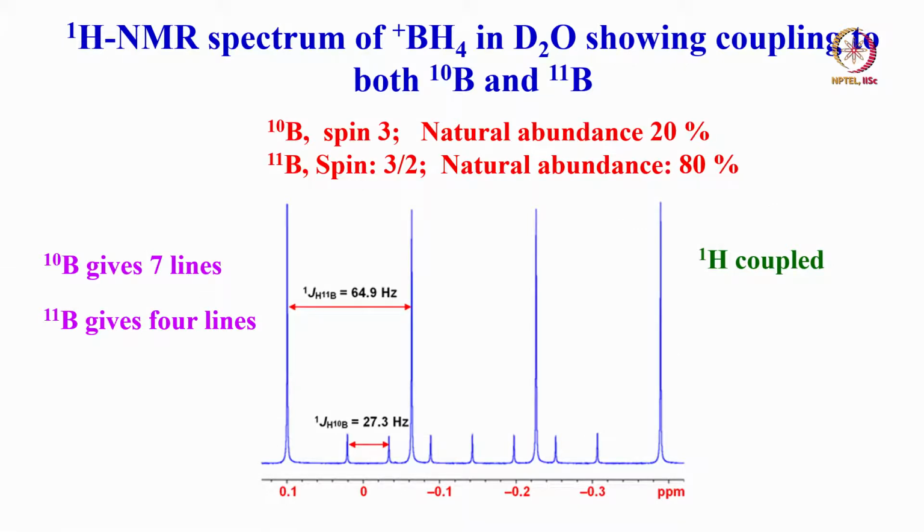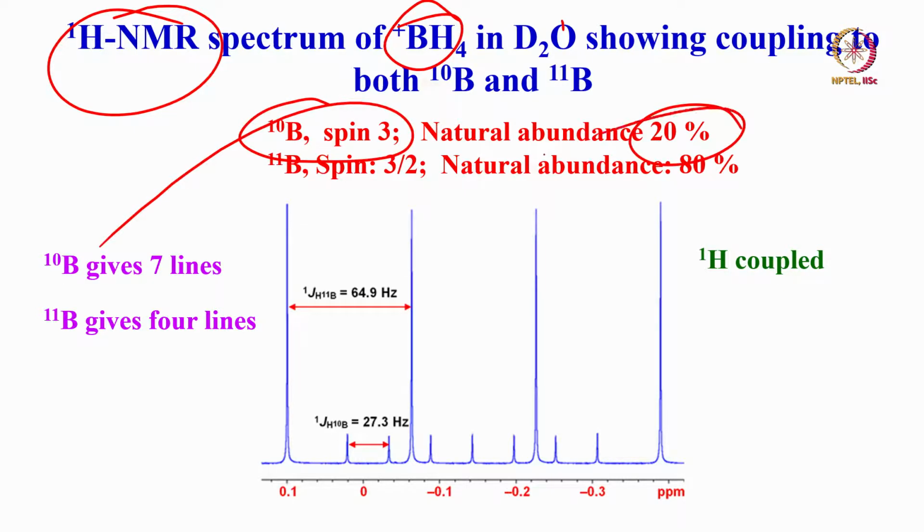Now what happens in a molecule like this? If I take the proton NMR, I am not looking at boron NMR, the proton NMR of this molecule, you can see very interesting things do happen. Boron 10 has spin 3, abundance 20%. Boron 11 has spin 3 by 2, abundance is 80%. Now how many peaks do you expect? For boron 10, put the 2nI plus 1 formula, very simple.